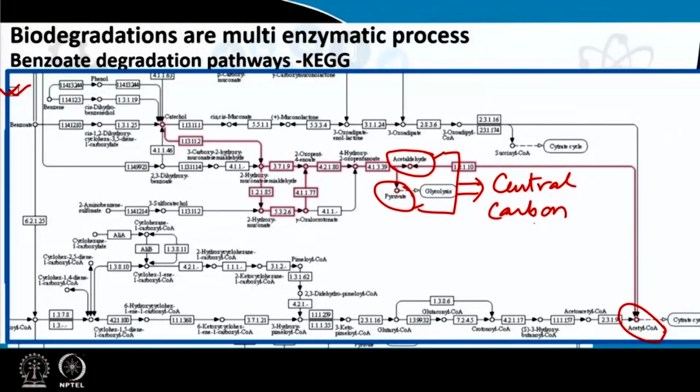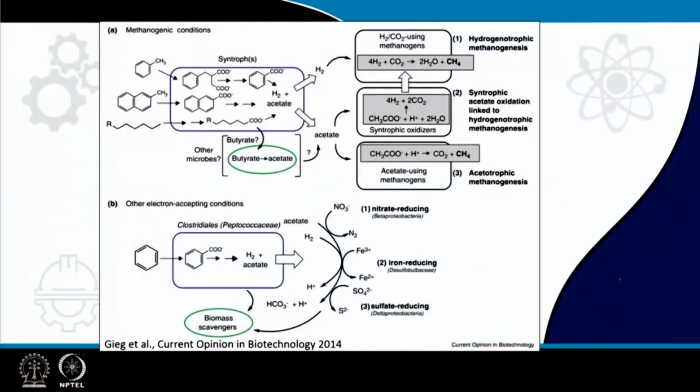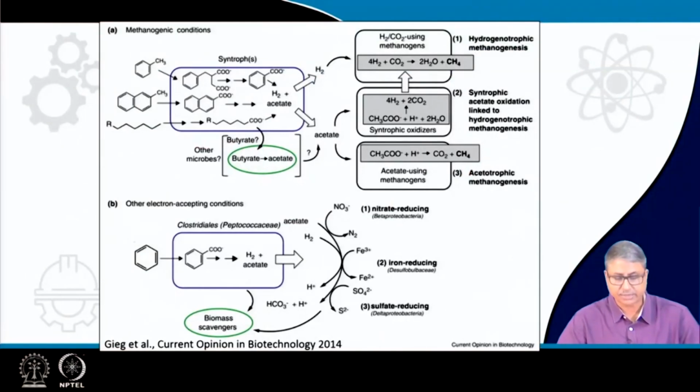central carbon metabolism, which will facilitate the further oxidation. And it is not only oxidation; along with oxidation they will produce many intermediates. Those intermediates will again act as precursors. Otherwise, the complete oxidation will lead to the formation of energy and the reducing power which the cell will enjoy. So, these are some of the enzymes I could retrieve. Now, as I mentioned, these degradation processes can happen under both methanogenic conditions, where electron acceptors or other electron acceptors are possibly not there.